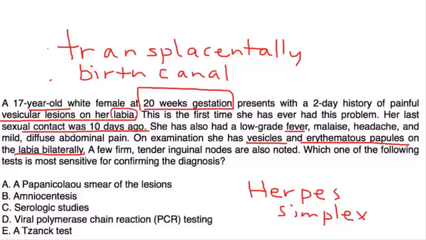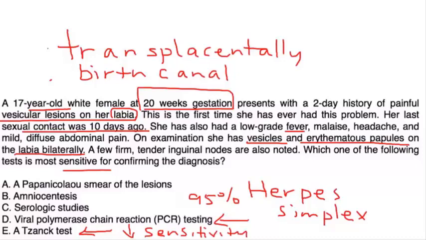If it's transferred to the fetus, it can have very high risk of problems such as neurologic disease. So it's very important that you treat this. The most sensitive of the tests is PCR. It has 95% sensitivity. Zank test is also used, but it has very low sensitivity. So the correct answer for this question is D.